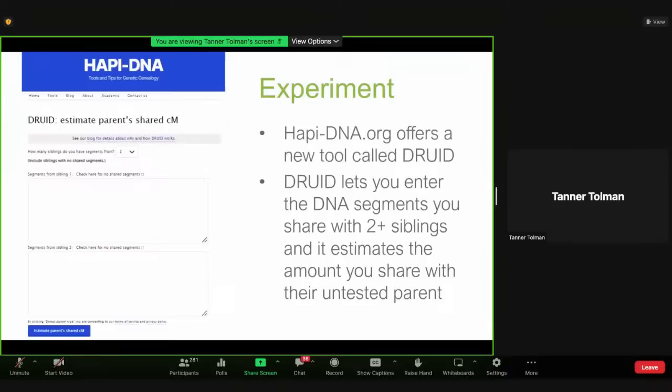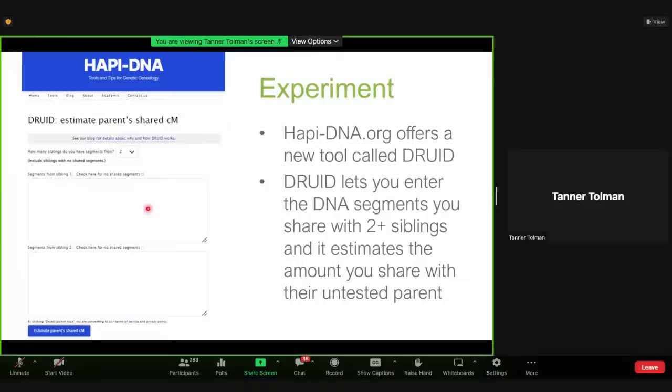And what it does is it adds them up, but it doesn't count any duplicates, because there may be several segments that Joan shares with both of them. And so it's only going to find the distinct segments. And then the assumption is that these two siblings together represent about 75% of the DNA of their untested father. We're going to find the distinct segments, and then this is going to basically multiply that by 25%.